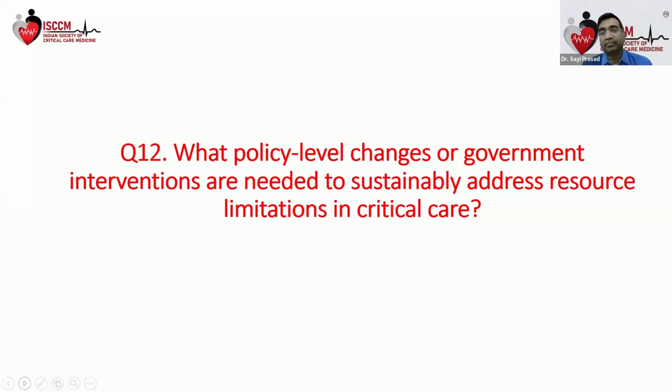Yes, sir. As you truly said, increased ICU funding, workforce incentives, and streamlined procurement policies improve resource availability. Thank you, sir. Let's conclude with practical takeaways. Could each panelist share one key strategy, sir? Starting from Anushka, ma'am.